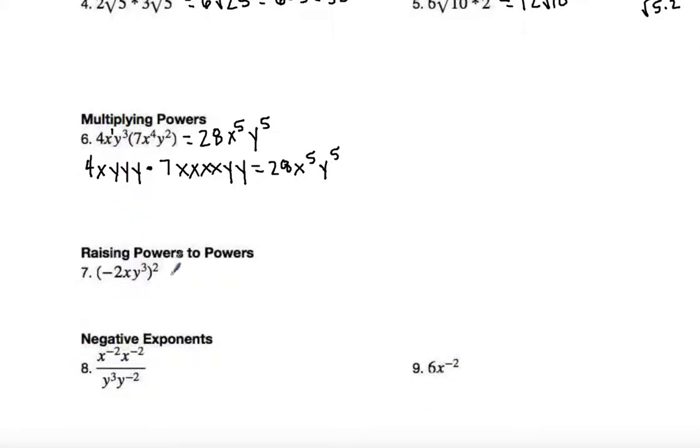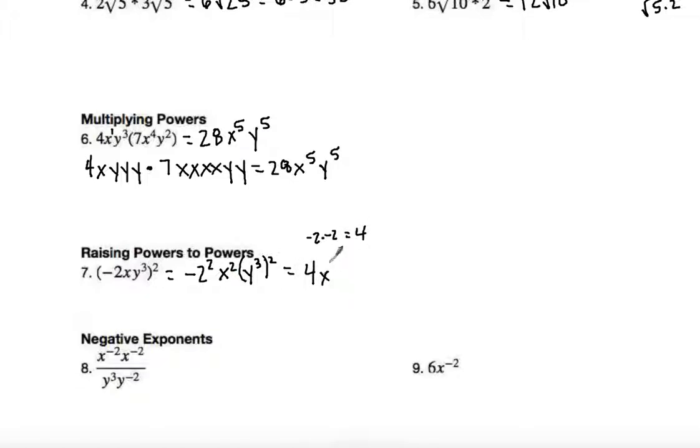When you're raising a power to a power, however, things are a little different. So if we've got negative 2x y to the third all to the second power, each piece inside the parentheses is going to get that 2 power. So we're going to say negative 2 to the second, x to the second, and y to the third to the second. So negative 2 to the second would be the same as negative 2 times negative 2, which will give you positive 4.